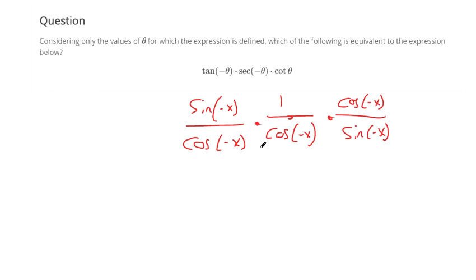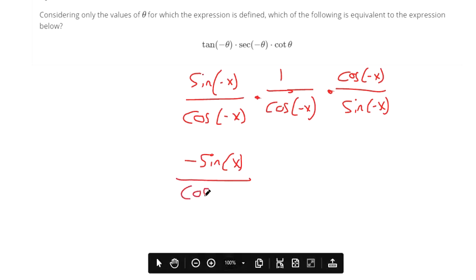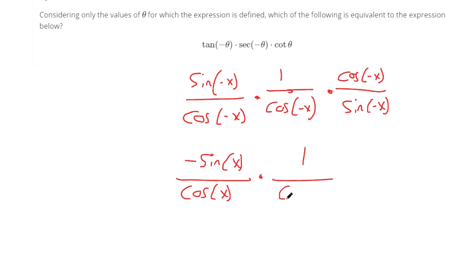Okay, so applying those even and odd properties, sine is odd, so that means you can write it without a negative sign on the inside if you put a negative sign on the outside. Cosine's even, so cosine of negative x is the same thing as cosine of x. Cosine is even. And then sine is odd.